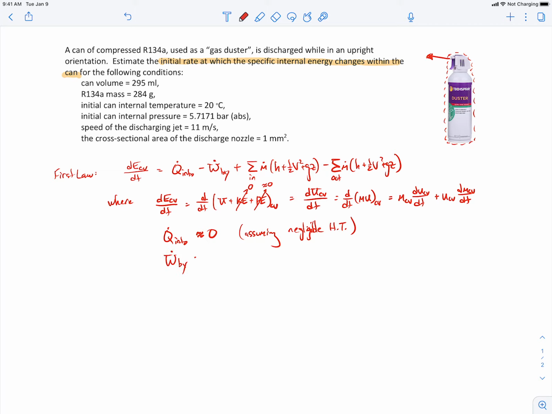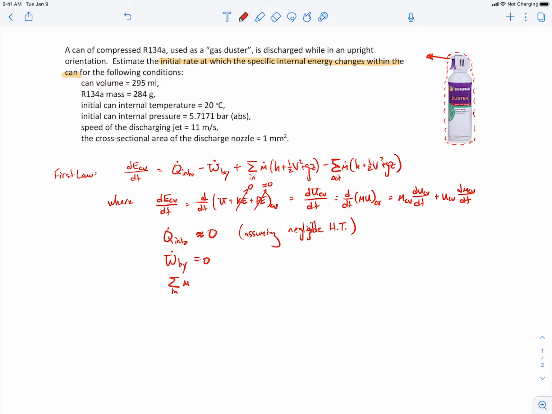Work done by the control volume, well, that's 0 because there's no other work crossing this dashed line other than the flow work coming out of the nozzle. So it's a rigid can, so there's no PdV work at these boundaries. There's no electrical work. There's no rotating shaft, nothing like that. So that term is 0.